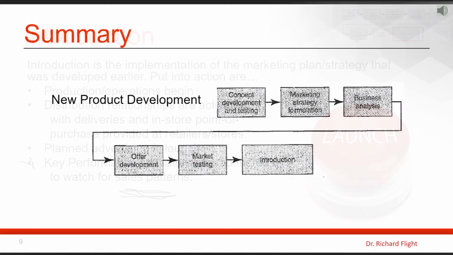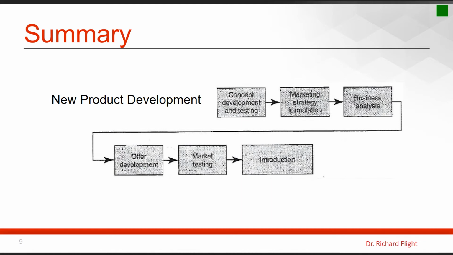So that wraps it up. That carries through the entire process that we have at this point. We talked about concept development and testing. We talked about the marketing strategy formulation. We talked about business analysis, offer development, market testing, and then finally our introduction stage. And then incidentally, the introduction stage leads to the product life cycle that we talk about as lots of products. We have the PLC, the product life cycle, that we then carry through introduction, growth, maturity, and decline.